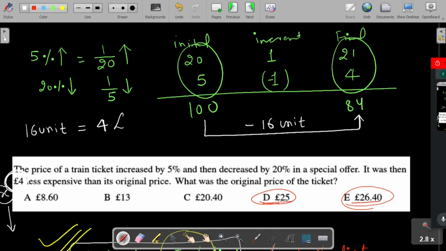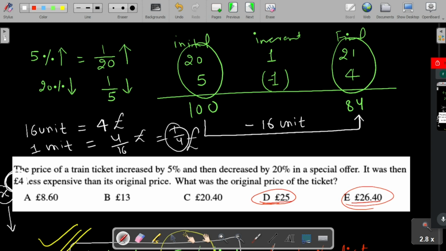Is it okay? So 1 unit, fine. 1 unit indicates how much? 4 upon 16, 4/16. So how much is it? It is 1/4. 1 by 4 pounds for 1 unit.